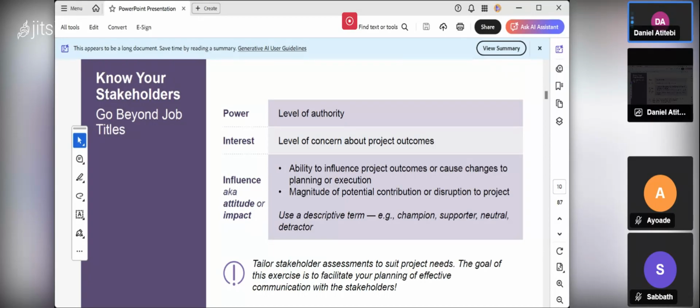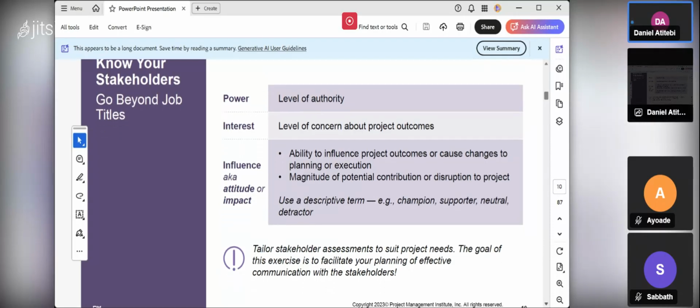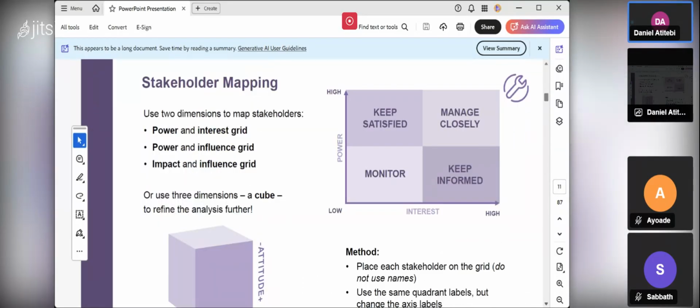We are going to place this in a diagram later to see how you are going to use it. So you will tailor stakeholder assessment to suit the project needs. The goal of this exercise is to facilitate the planning of effective communication with stakeholders. Because if I know that you have high power and high interest, I will know how I'm going to address issues concerning you about the project. How do I manage it? Very important.